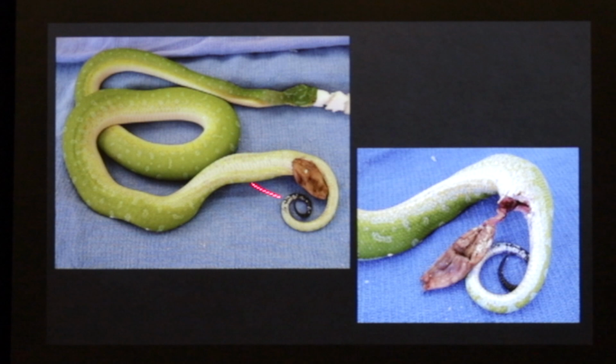This is the kind of thing that happens if you try to do that at home while the animal's awake. So here's the oviduct of a green tree python that prolapsed when the owner tried to push an egg out. And once that happens, then that oviduct is no longer effective.